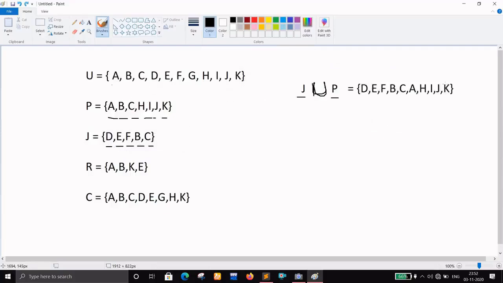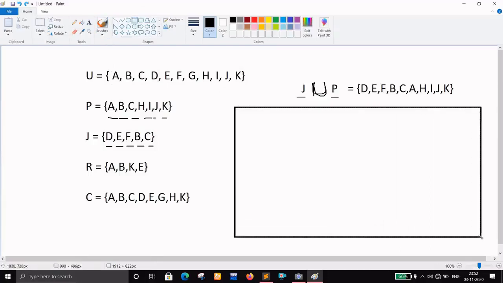But this becomes complicated sometimes, and that's why we use a diagram called the Venn diagram, and the Venn diagram looks something like this. This rectangle shape is called the universal set. This U is this whole thing. It contains all the elements in a given situation. And in this situation, we have A to K, right? A, B, C, D, E, F, G, H, I, J, K. So we have all the elements present inside this box.